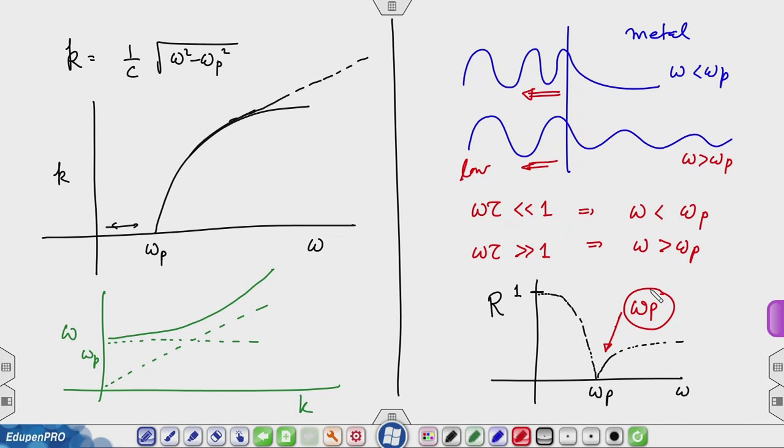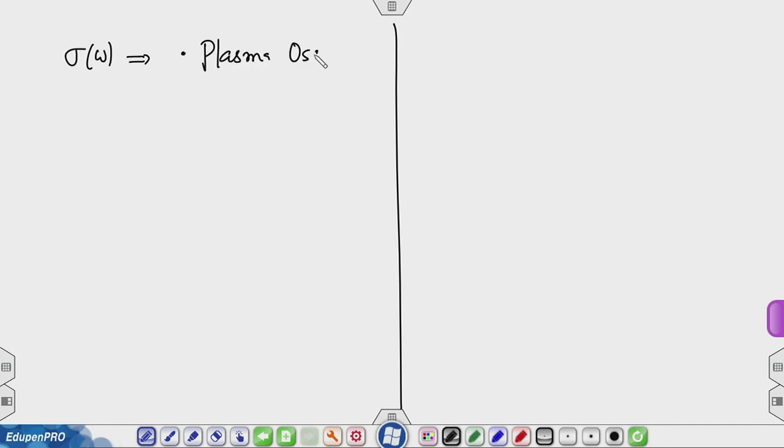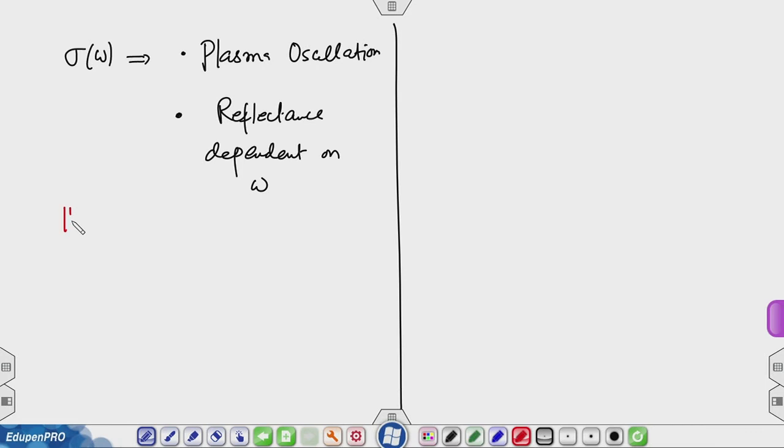Okay, so that's the electrodynamics of it. The other point I made was that they are sustaining longitudinal oscillations, right. So, two things we have learned from this. Sigma omega gives you 1, plasma oscillations, 2, reflectance dependent on omega. So, how do I observe plasma oscillations? That is also a very nice experiment to do.